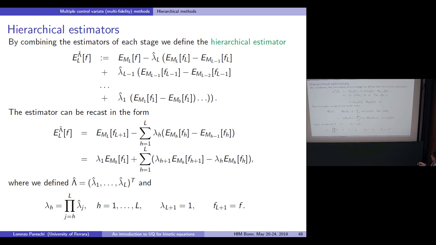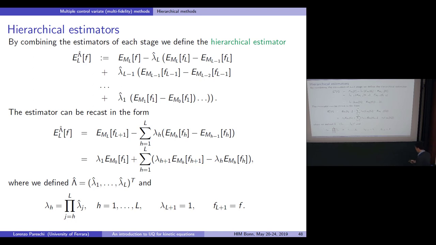So if we now introduce the values lambda without the hat, which are given by the partial products of the lambda hat, then we can recast the estimator in this form here, or in the equivalent form that you see written down here. If you have some familiarity with multi-level Monte Carlo, you recognize that the situation looks rather similar. Of course, this is a multi-fidelity setting, so we haven't specified anything about where the control variates came from. It's absolutely general what we are doing. And this is actually the estimator that we get. In order to write it in this compact notation, I have introduced a lambda L plus 1 and an f L plus 1. Lambda L plus 1 is simply 1, and f L plus 1 is our full model, okay?